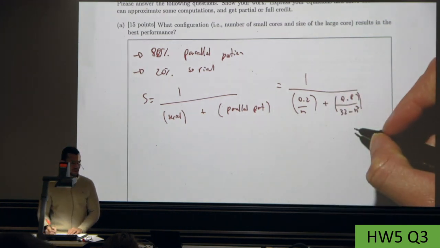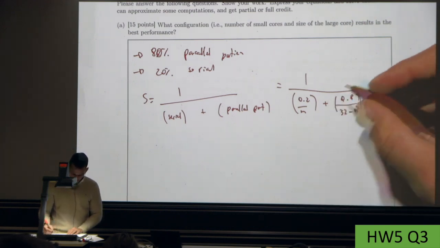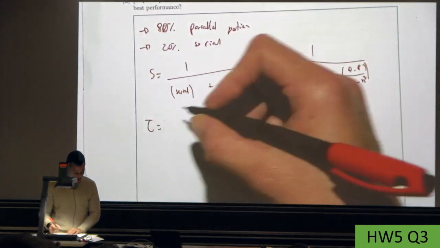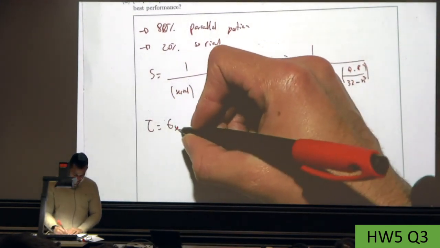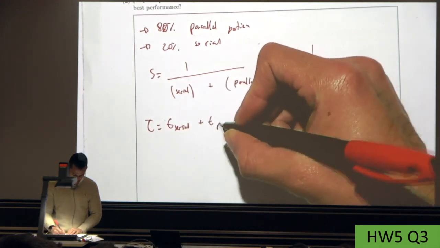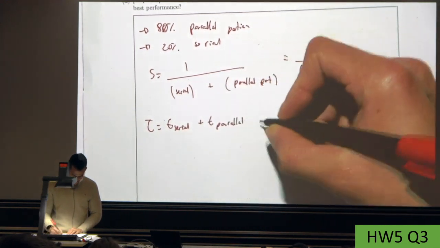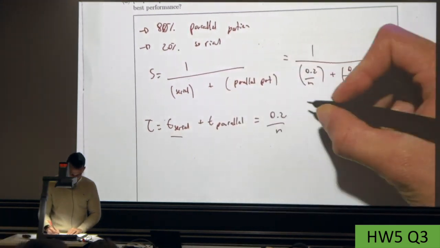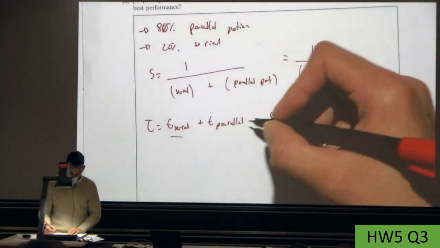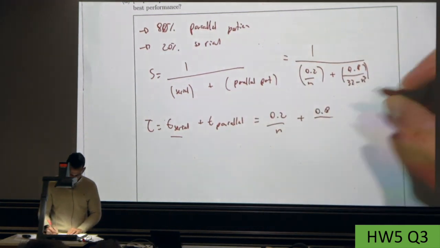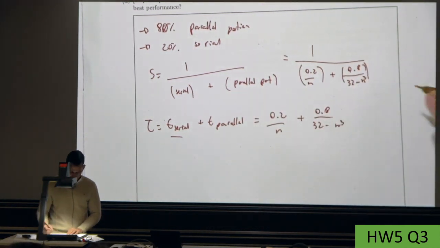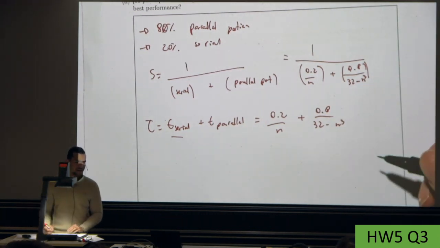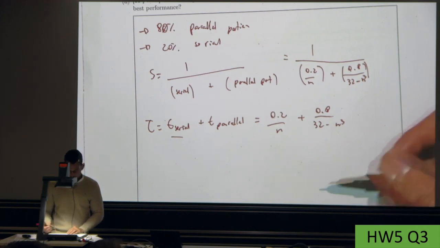Any question about this? How I formulate this equation? Quite simple. We are going to assume that the time to execute the application is the time of the serial part plus the time of the parallel part, and this is equal to 0.2 over n for the serial part plus 0.8 over 32 minus n cubed for the parallel part. Then you need to find out which values of n give you the best, the smaller time.